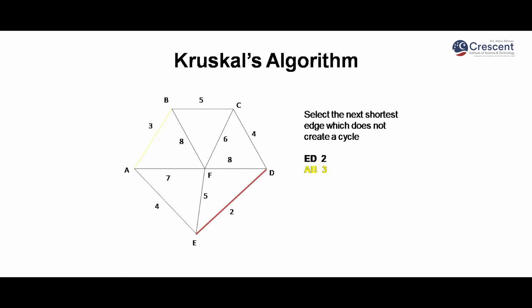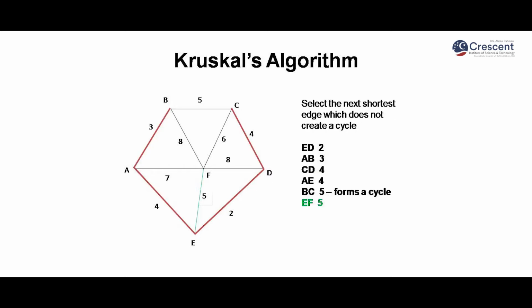Next we have to select the next shortest edge, with weight 4. We are taking either CD with 4 or AE with 4. Both are the same weight, so we are taking both. They do not form a cycle, so we are considering both the edges. Next we are taking the next weight edge. We have EF with 5 as well as BC with 5. But if we take BC with 5, it forms a cycle or closed path. So we can't take the edge BC. Next we take the edge EF with 5.